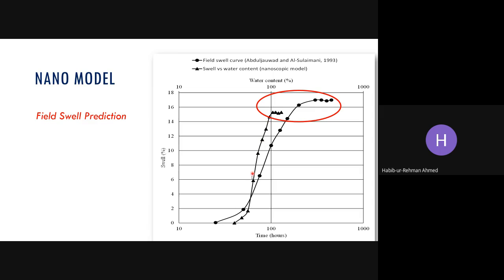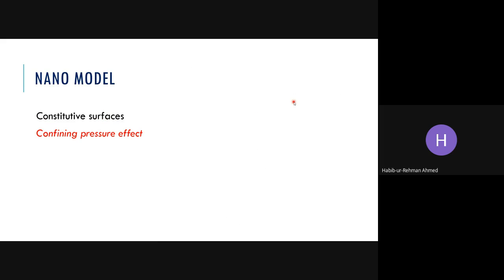So you can see how close this model could predict even the field behavior. So this is the versatility of a universal model, that you can predict any kind of behavior just plugging in the basic parameters. Now look at the confining effect.